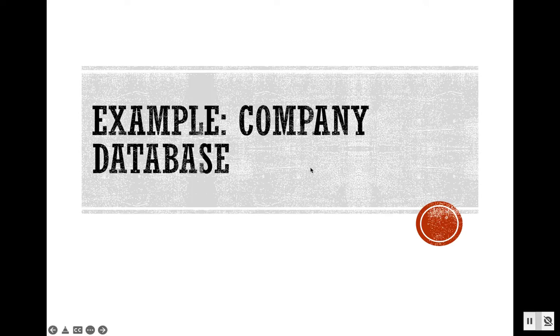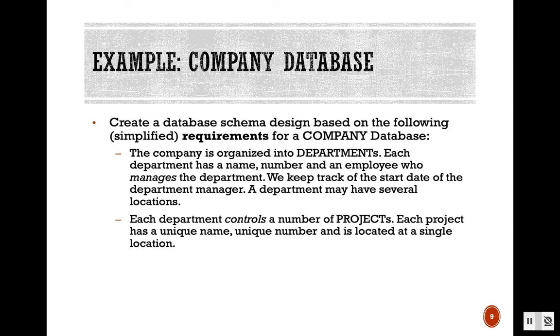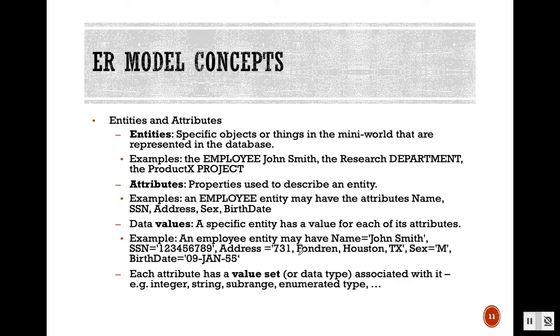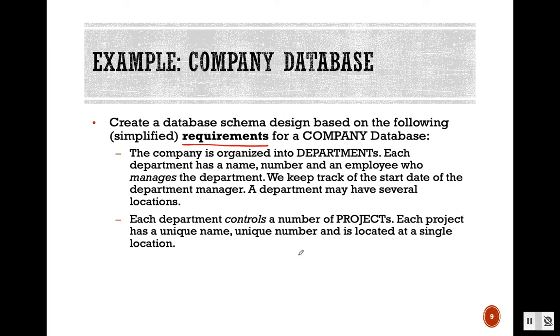So in this segment, we are going to see the company database as an example. First, we are going to see a database schema design based on the simplified requirement for the company database. As we said, we are going to assume that the database requirement is already in front of us. Now we are going to analyze this requirement and find out how we can design a conceptual schema, meaning the ER diagram, from that requirement.